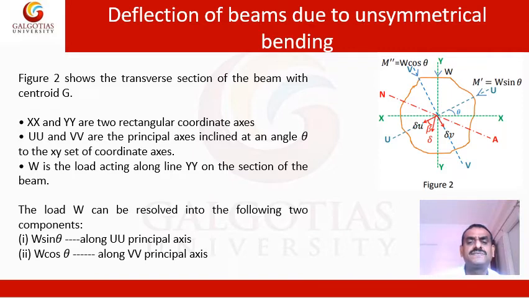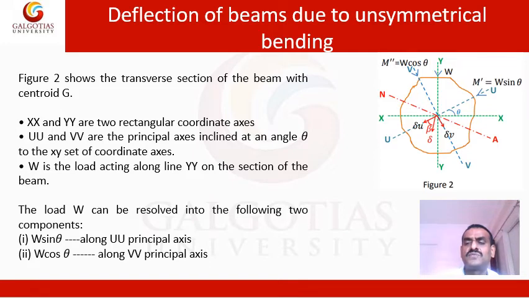Figure 2 shows the transverse section of the beam with centroid G. Let x and y be the two rectangular coordinate axes, otherwise called the centroidal axes, and UU and VV are the principal axes inclined at angle theta to the xy set of coordinate axes. W is the load acting along the line YY of the section of the beam. So this is the cross section we have considered. We have the x axis and y axis, and the load will be acting along the y axis.